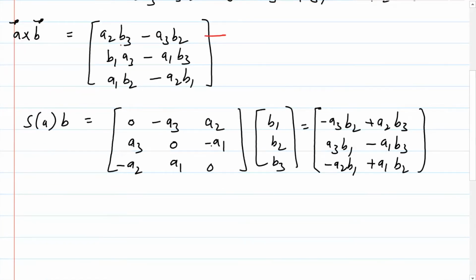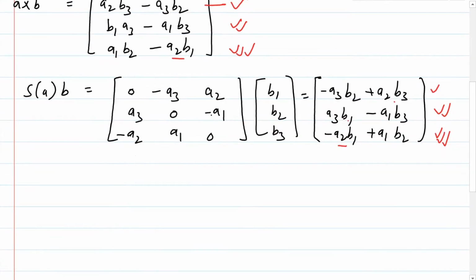So we have this A2, B3, which is the second term, minus A3, B2. That checks. And then the second one is B1, A3 minus A1, B3. So that checks. And then finally we have A1, B2 and A2, B1. So that checks too. So you can see that A cross B is in fact S of A times B, which we checked. Okay, so that is a small proof.